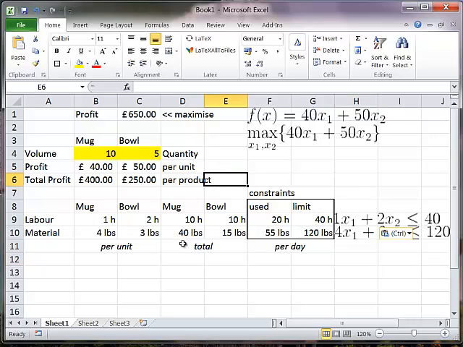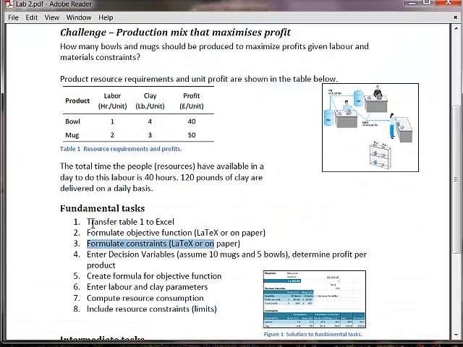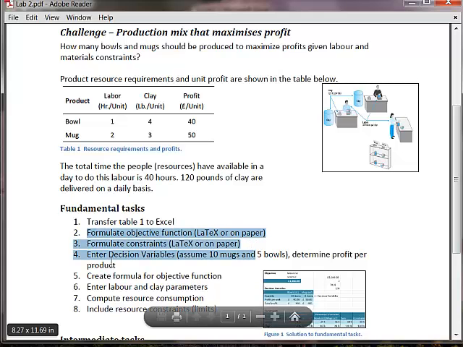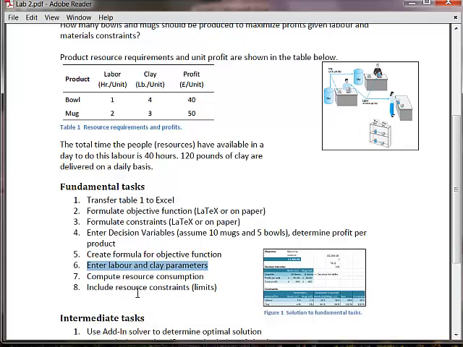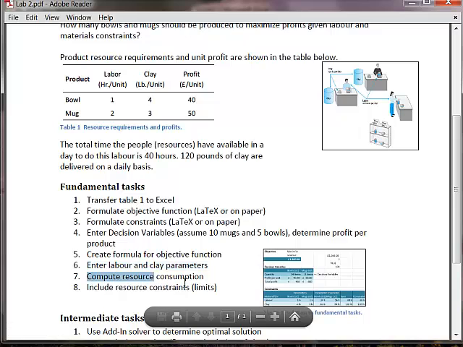So now we have done all the basic tasks. Let's double check, have we done them? We have transferred the table into Excel, we formulated the objectives and constraints, we entered some decision variables and determined the profit per product. We created the formula for the objective function, that was the sum on the top. We entered the labor and clay parameters and computed the resource consumption and the constraints. So we have done all the fundamental tasks.